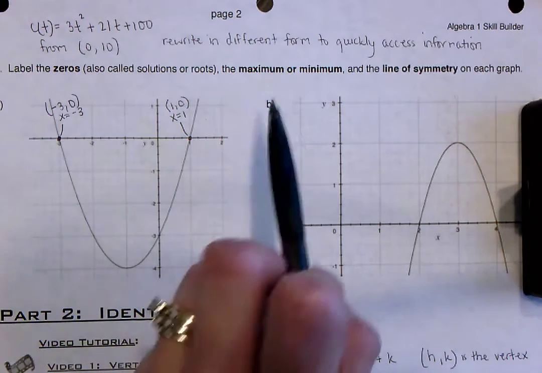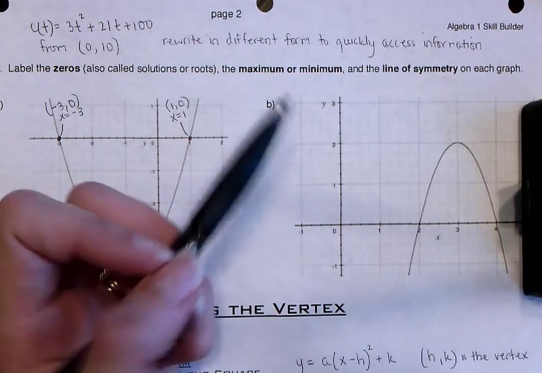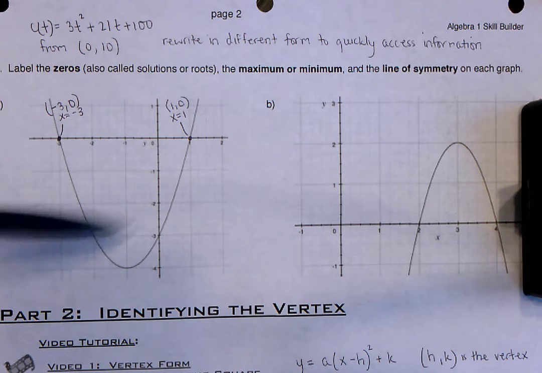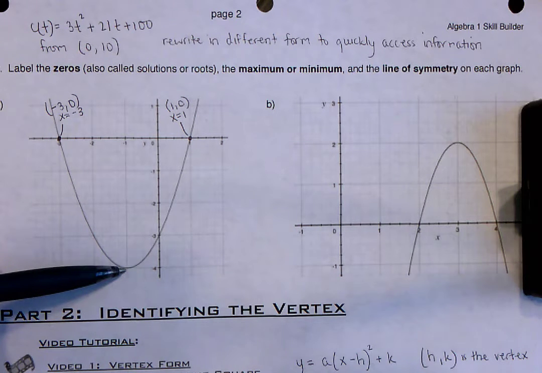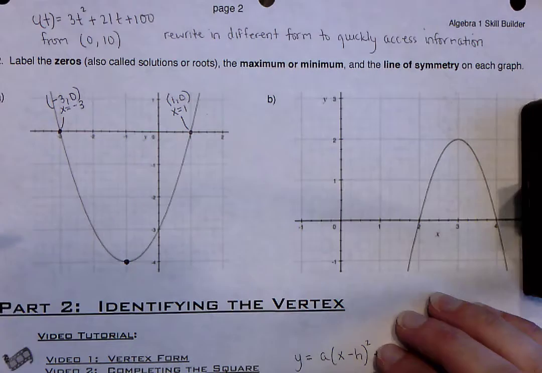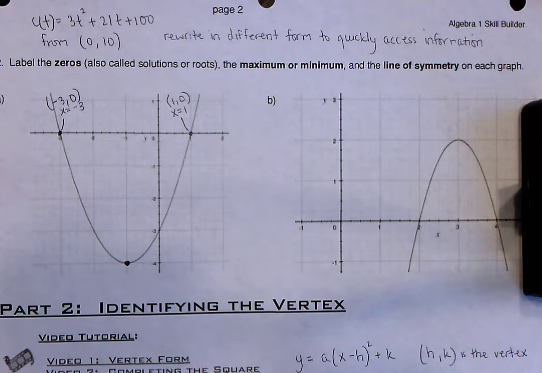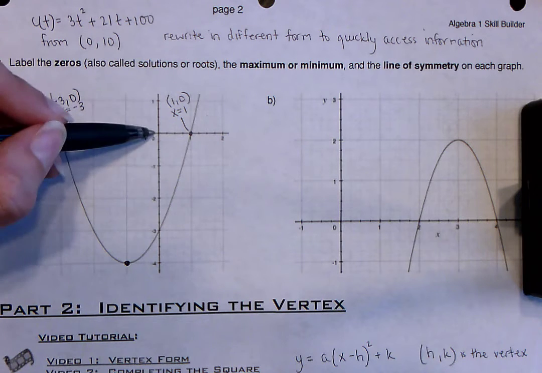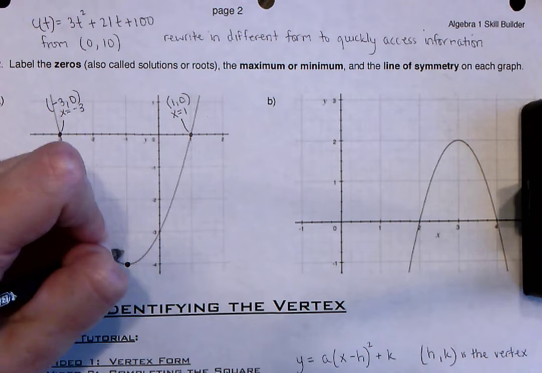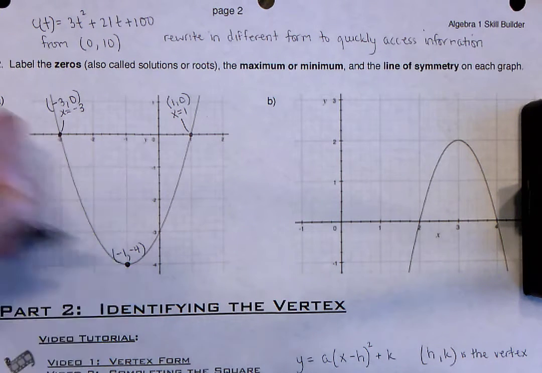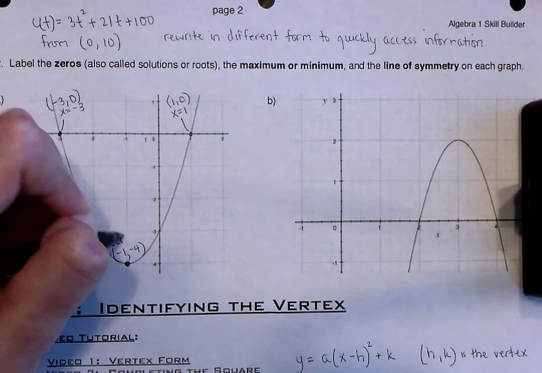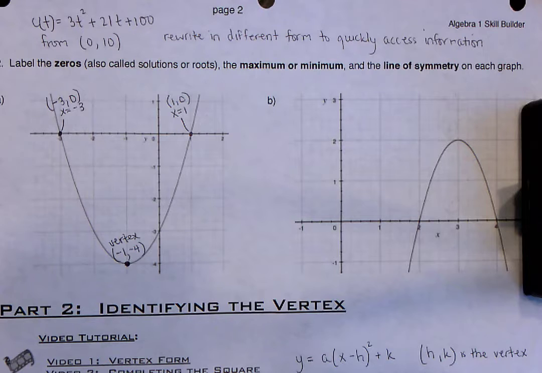Then it asks us to find the max or min. That's the highest or lowest point. Since our parabola is pointing upward, we actually have a minimum. This point right here is going to be your minimum, and that looks like it's (-1, -4). So (-1, -4) is our vertex, or our max or min, in this case a minimum. So we can label it vertex.